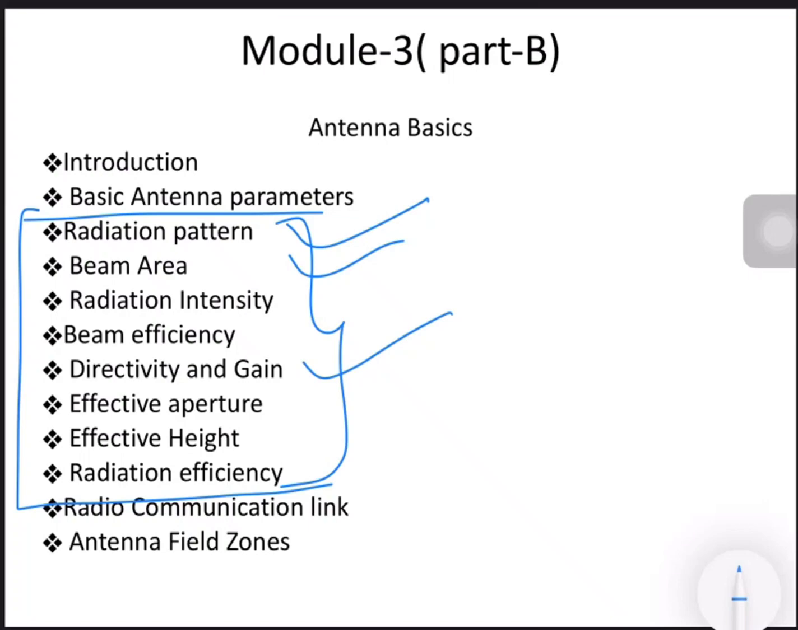And the last topic of this module will be antenna field zones. Whenever an antenna is placed in one particular location, there are two fields which are framed. One is what we call the near field and the other one is the far field. So we'll come to know what are the effects of near field and far field in an antenna when it is placed in one particular location. So in this module, you'll be knowing about the working of an antenna, and we'll also learn about the basic antenna parameters.